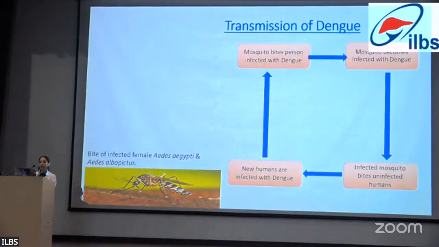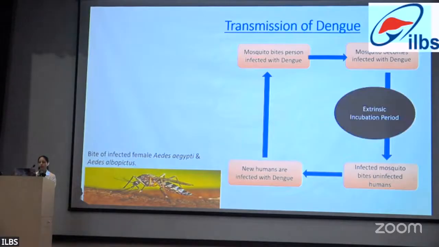Transmission of dengue occurs primarily through the bite of infected female Aedes aegypti and, to a lesser extent, Aedes albopictus mosquitoes. The mosquito bites a person infected with dengue. The mosquito becomes infected with the dengue virus and undergoes an extrinsic incubation period. Then the infected mosquito bites uninfected humans and new humans are infected with the dengue virus.